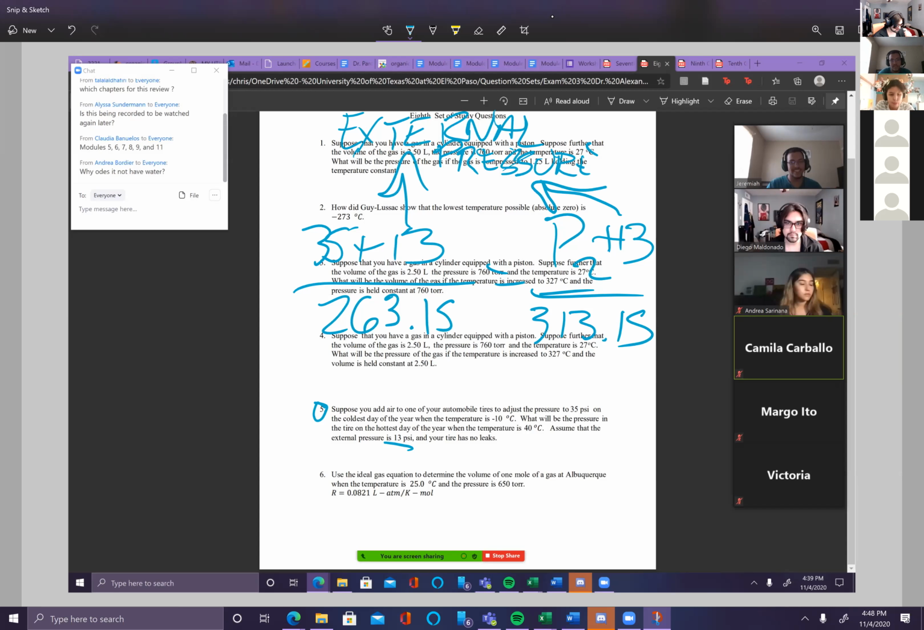All right, sounds good. Because it's asking for the pressure on the tire. And so that pressure that's coming from the inside is affecting the tire, and the pressure from the outside is also affecting the tire. So like, let's say this is the tire. This is the inside of it, and all this pressure is pressing against it. And then the external pressure is also pressing against it. So that's why you'll add the 13 to both of them. Does that make sense to everybody?